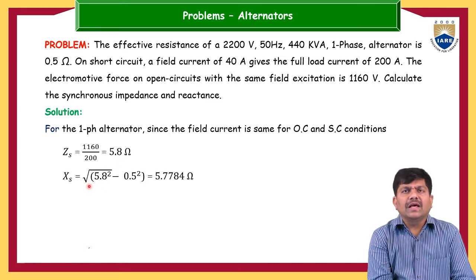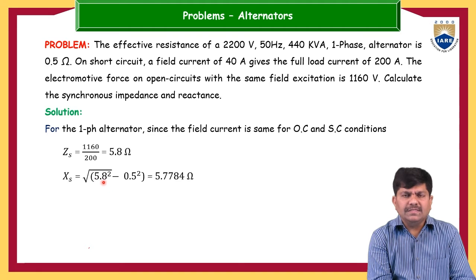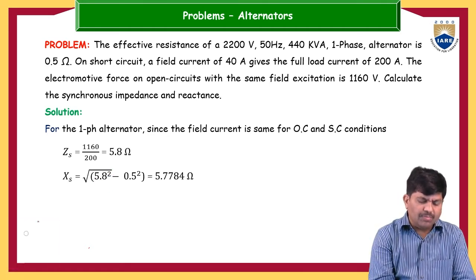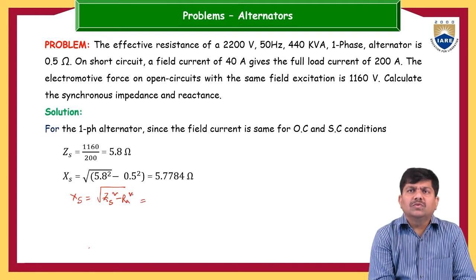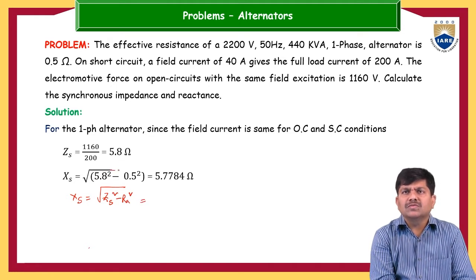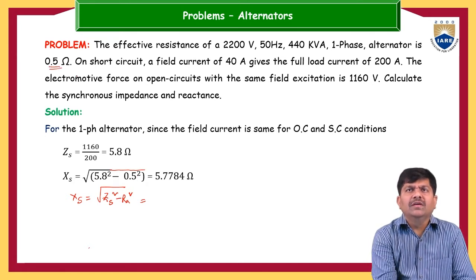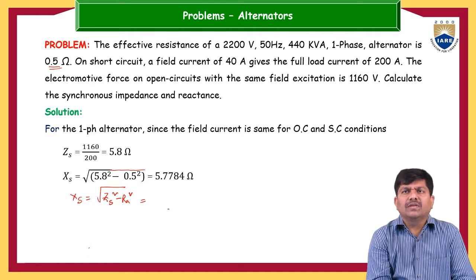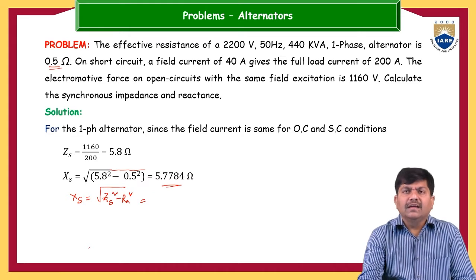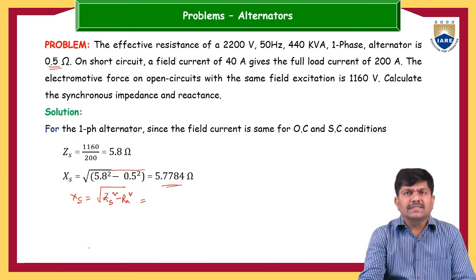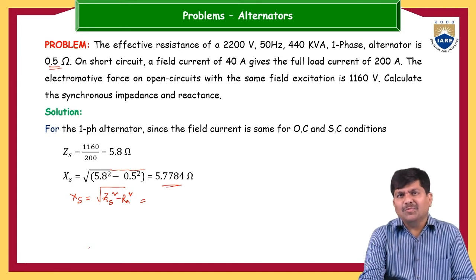By knowing this, you can also calculate the synchronous reactance. I will give the formula for better understanding also. Xs is nothing but the square root of Zs square minus Ra square. So Zs square, already 5.8 whole square, minus 0.5 square, the effective resistance they have given, which is equal to 5.7784 ohm. So this is the synchronous reactance, and this is a method to calculate the synchronous impedance and synchronous reactance. This is a very simple problem, of course.